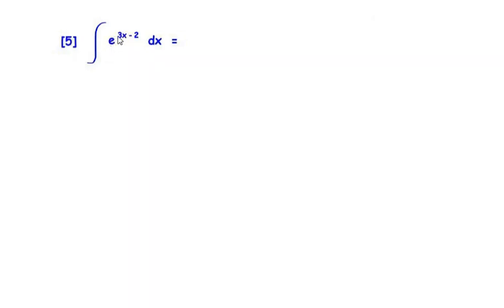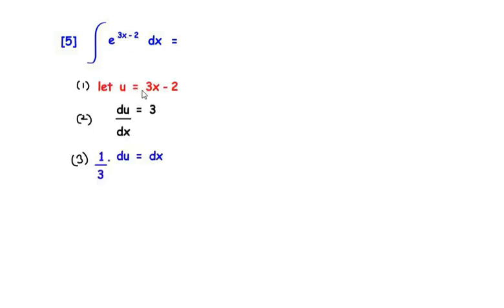Integration of e raised to 3x minus 2 dx. Now here we can see that the power of e is in the form of ax plus b, where a is equal to 3 and b is equal to negative 2. So let us consider u is equal to 3x minus 2. Step number 2 is differentiating both the sides of the equal to sign with respect to x. So we get du by dx is equal to 3.